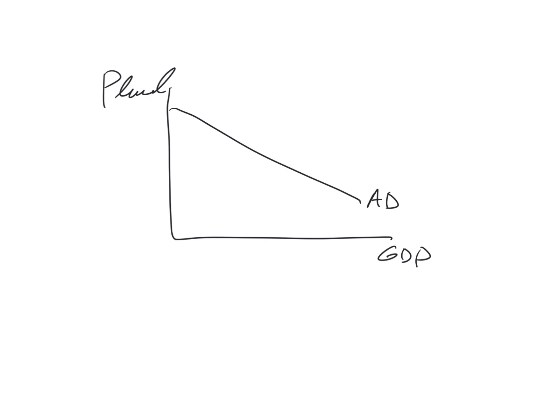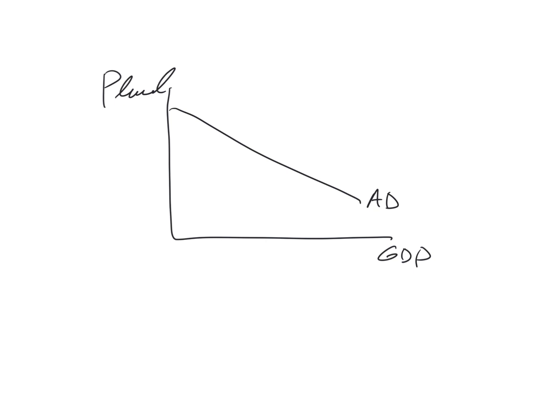It looks like a single good demand curve, but it is not sloping down for the same reasons. The wealth effect, interest rate effect, and the foreign exchange rate effect are reasons we can justify that curve sloping downward, even though we're talking about price level changes on this axis instead of relative price changes.